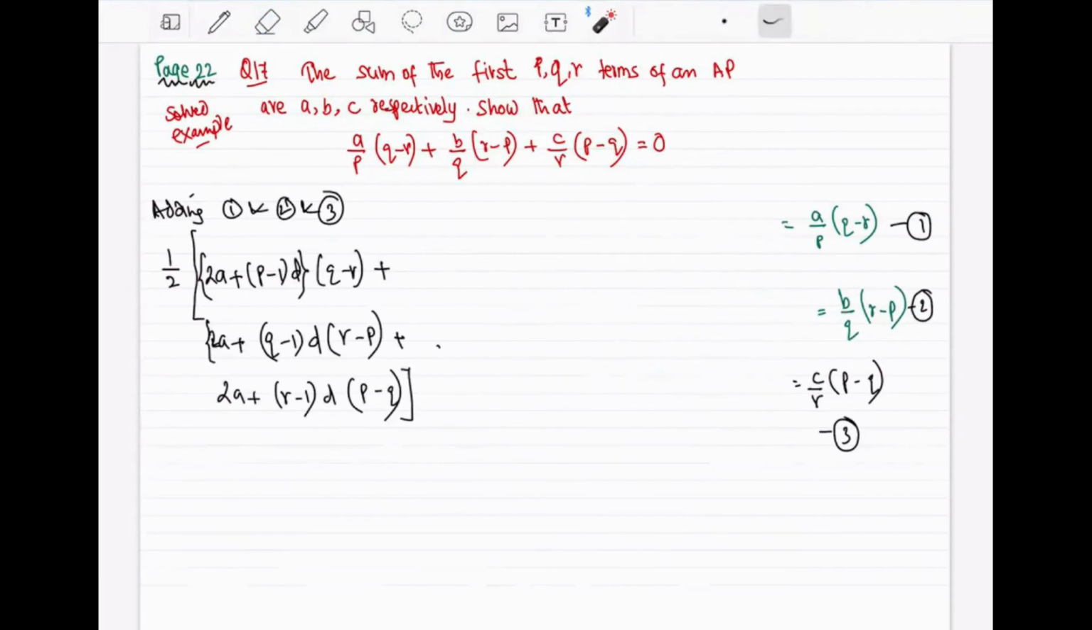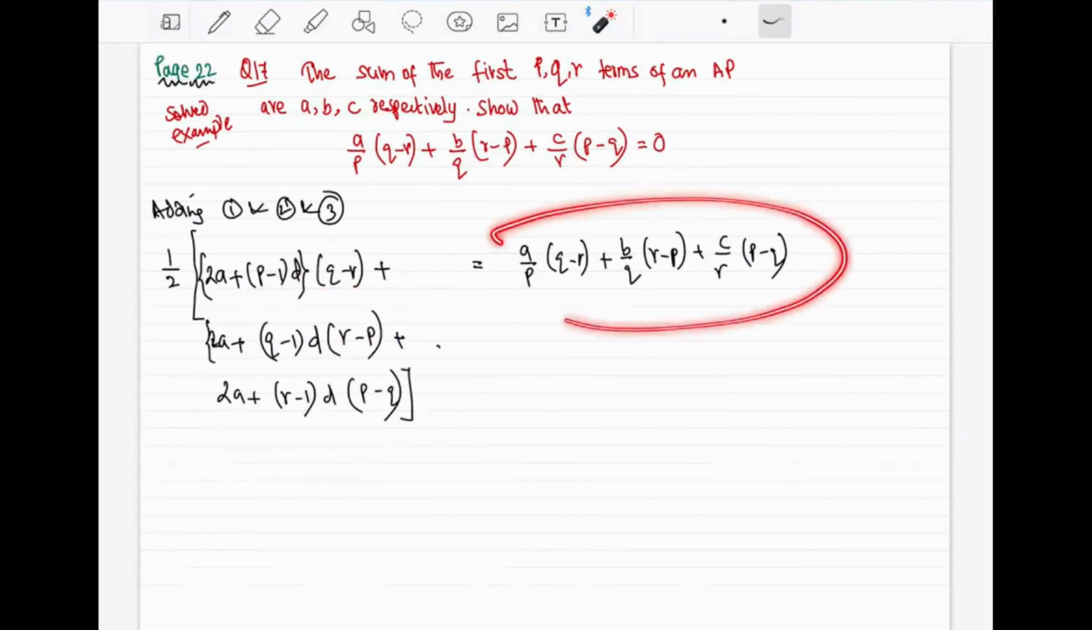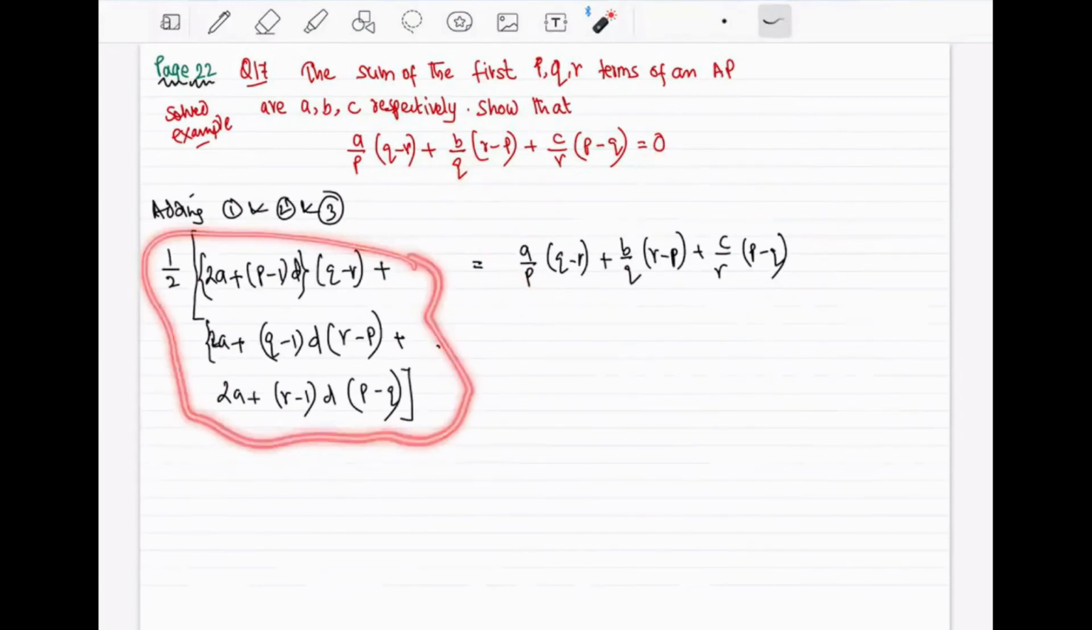Right hand side, we are going to obtain this, which is this part right here. So we will put is equal to a by p, q minus r, plus b by q, r minus p, plus c by r, p minus q. Okay, so when we added equation 1, 2, and 3, left hand side we have obtained this, right hand side we have obtained this. Okay, you can reverse the sides and then put it where it is. Right now we have to solve this part, the left hand side. This is this part. What about the other side? Other side is 0. So when you solve this portion here, you have to obtain 0.